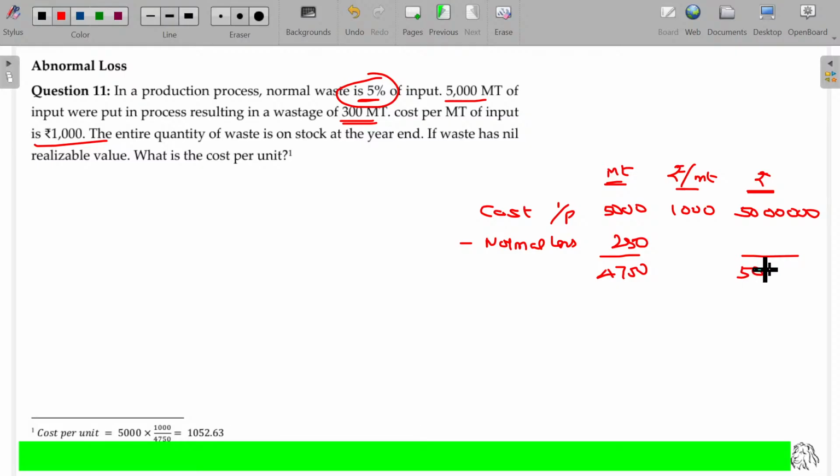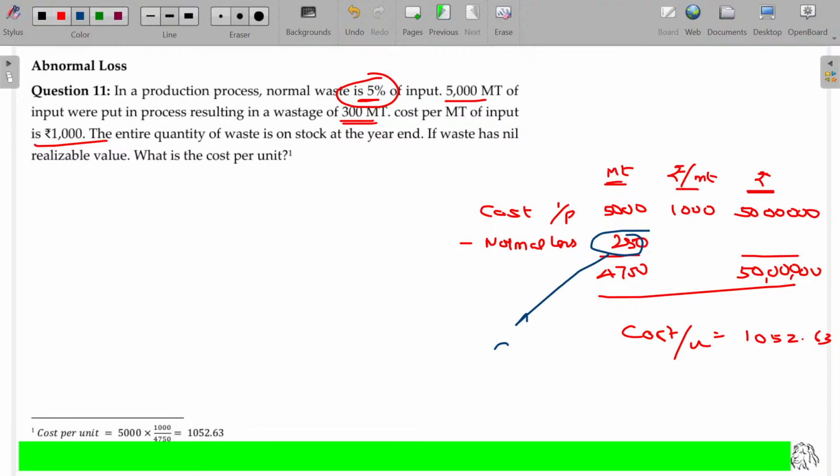This 50 lakhs is for 4,750 units. Now come on, tell me cost per unit. 50 lakhs divided by 4,750, 1,052.63. Sir, why not 300, sir? This is based on the previous year experience. We found out that 250 units may be lost usually. If there is a loss beyond that, it is because of your carelessness, may be named as abnormal loss. The cost due to the abnormal loss will be borne by the person who is responsible for that.